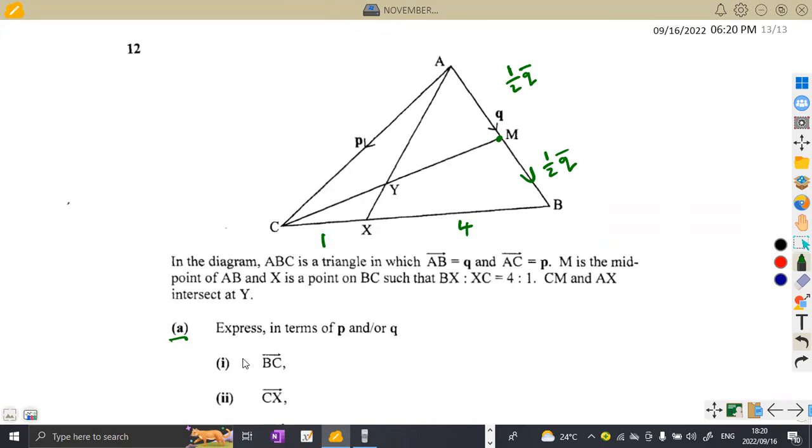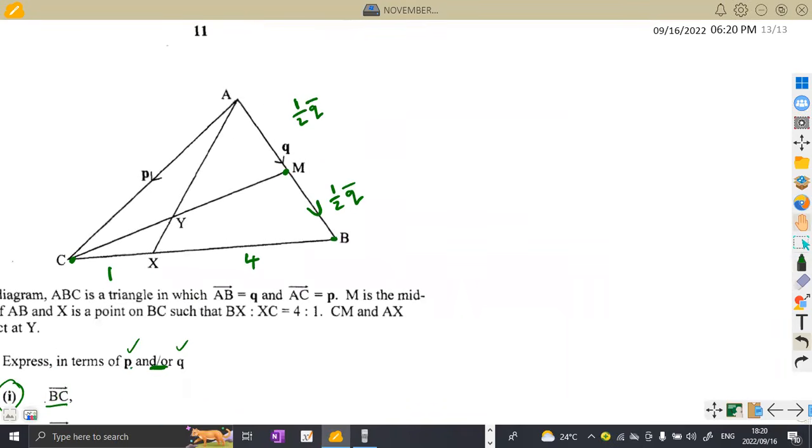So the first item on A, which is item 1, is to be expressed in terms of P and or Q, which means our answer can carry P or Q, the vector BC. Okay, so what is our vector BC? We need a route that we're going to take from B to point C. Okay, so I can just even calculate it aside here. So that's our vector BC, which is our item 1.